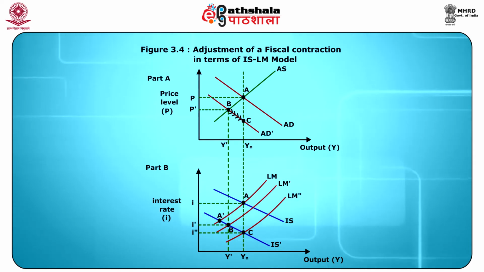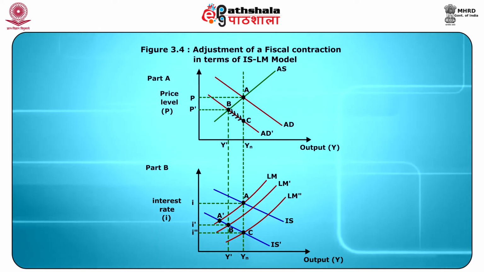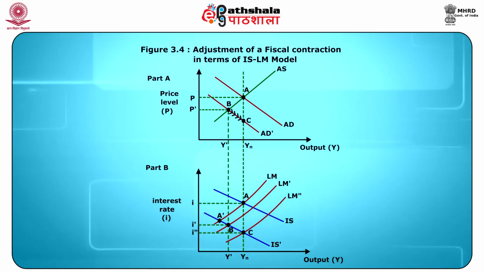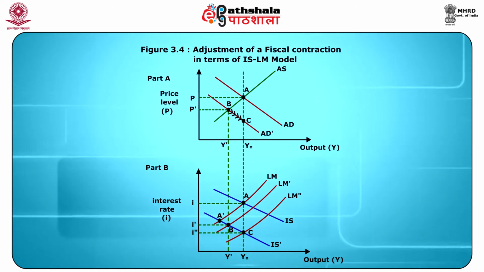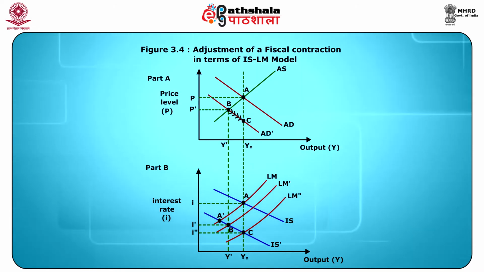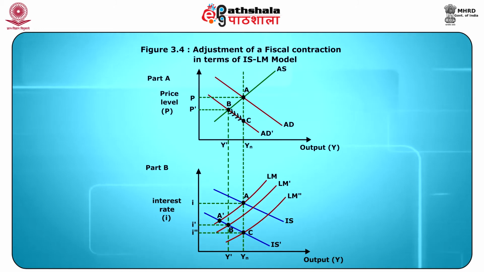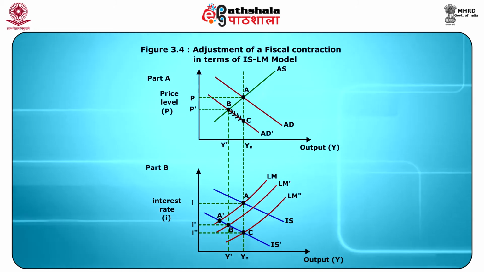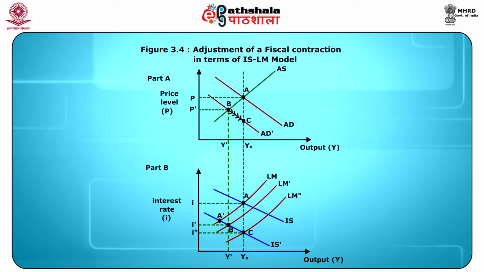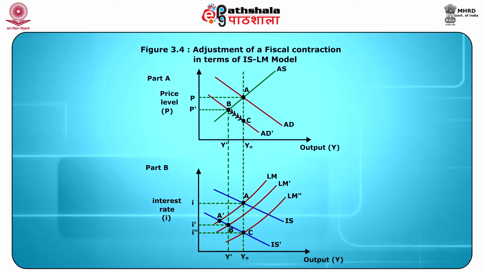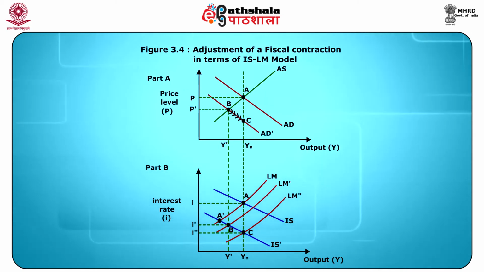In part B, the initial equilibrium A is shown by the intersection of IS and LM curves. When the government reduces the fiscal deficit by cutting down government spending, the IS shifts to the left to IS dash and the economy moves to point B with a lower output as compared to the initial level. Notice that equilibrium B lies at the intersection of IS dash and LM dash.